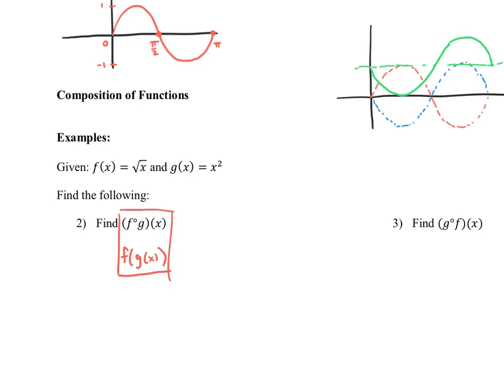So what we're going to do is take g of x and substitute that in for the input in f of x. So we're going to take g of x, which is x squared, and input it into f of x. We get the square root of x squared. And some of you are thinking, well, that's just x, and that is wrong. It's the absolute value of x.